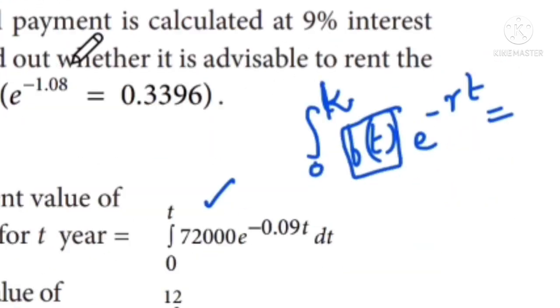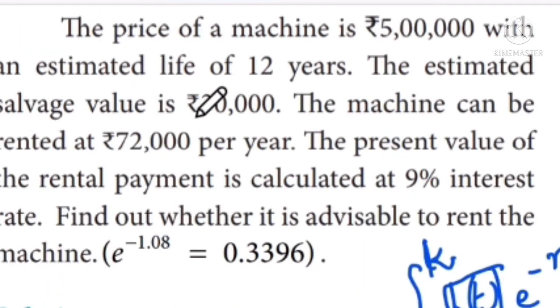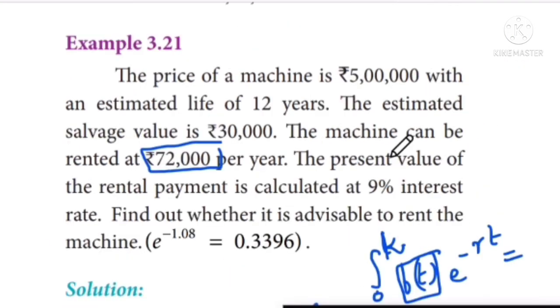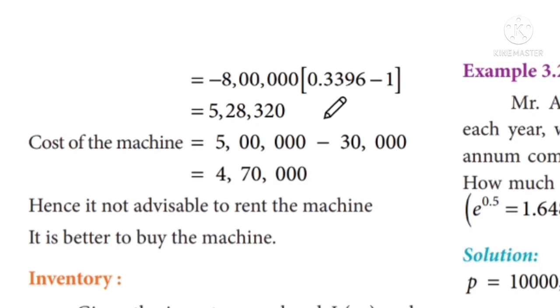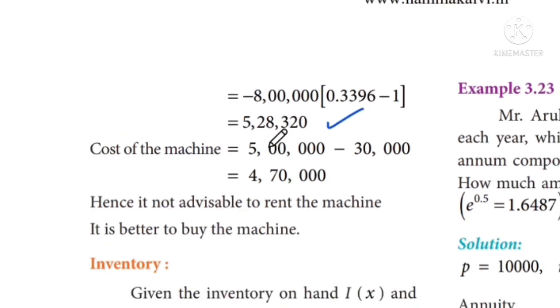Nothing is given, only a constant. It is a constant in this case, 72,000 per year. So we wrote that 72,000 here. E power minus rt, r is the rate and t is the time. This is for 12 years. So with that we found the present value, 5,28,320. So it is more than the cost of the machine. So it is better to buy the machine than to rent the machine.